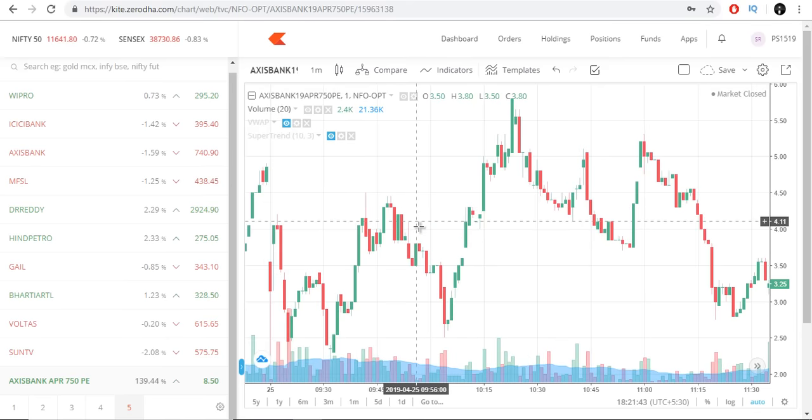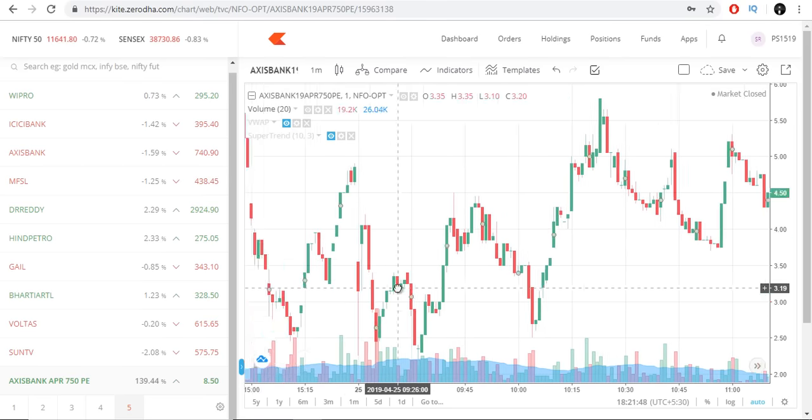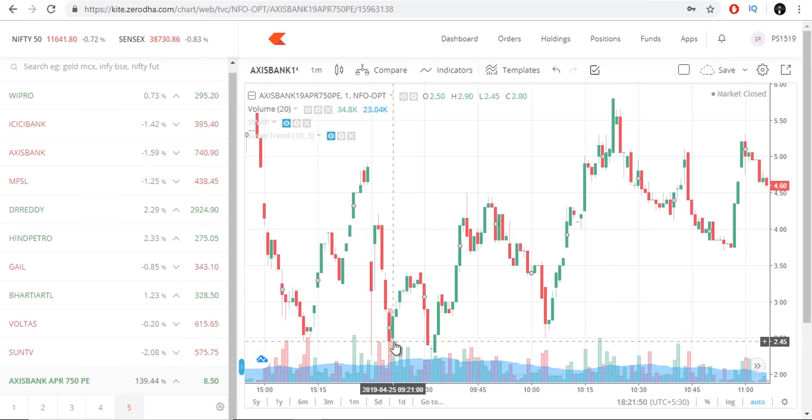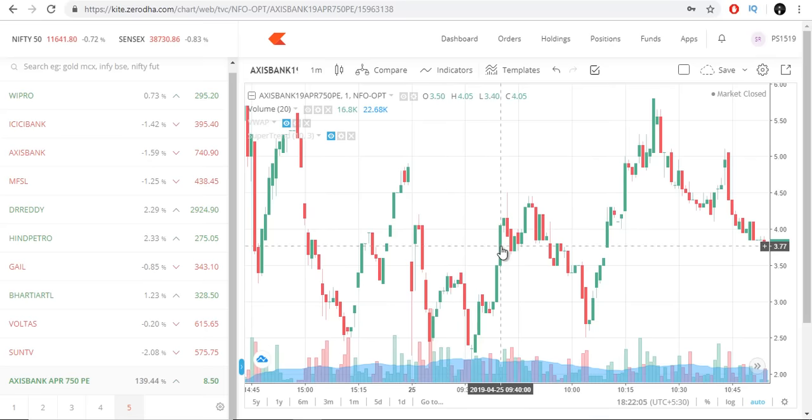So at 9:19 I have bought. This is the candle where I have bought the stock, at exactly 2 rupees 95 paise. After that the stock made a low of 2 rupees 50 paise. Then the stock made a reversal and I booked the profit at 4 rupees 20 paise.